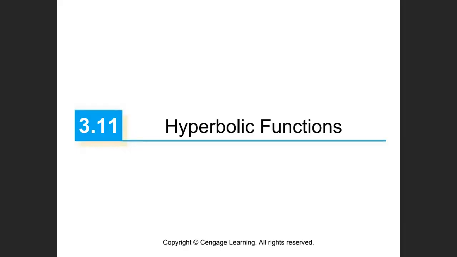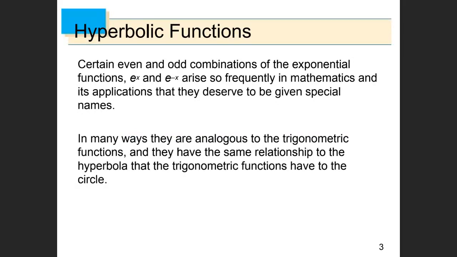All right, so 3.11 is hyperbolic functions. Now, the question arises: where does a hyperbolic function come from? If you notice, it comes from the idea that we have a certain odd and even combination of these exponential functions, e to the x and e to the minus x. Those combinations arise frequently in mathematics. So we decide to give the odd and even combination of those exponential functions a special name.